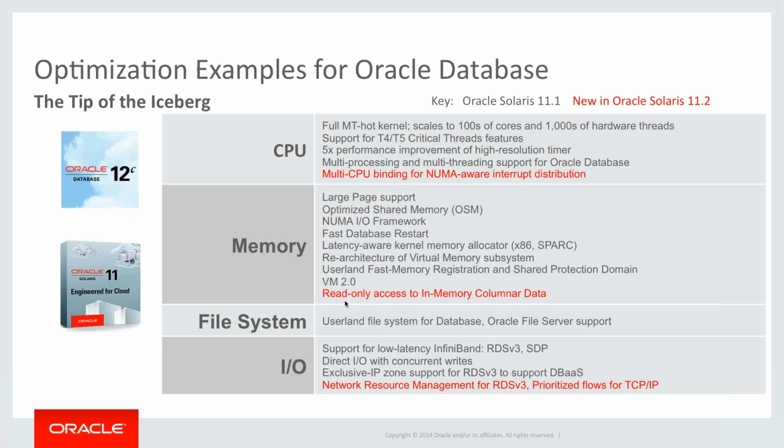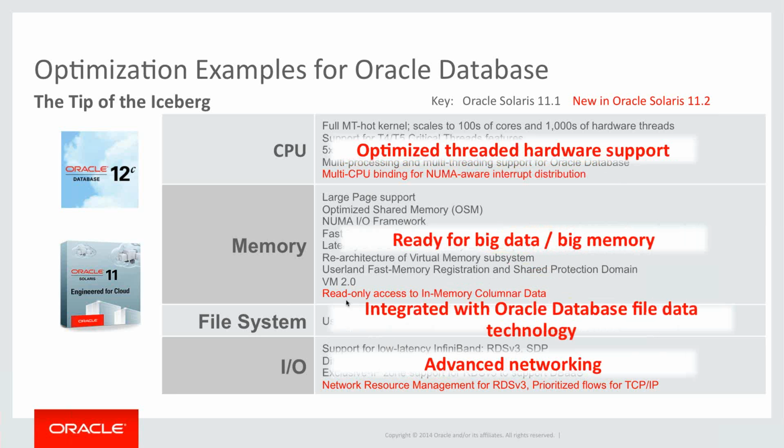As we're building systems with just crazy amounts of memory, we're delivering systems on a regular basis now with 32 terabytes of physical memory, and I remember when 1 terabyte databases were considered to be a pretty impressive thing. So you look up and down the line, what are we doing with CPU, memory, file system, and I/O? We highlight in red some of the things that we've done in Oracle Solaris 11.2.